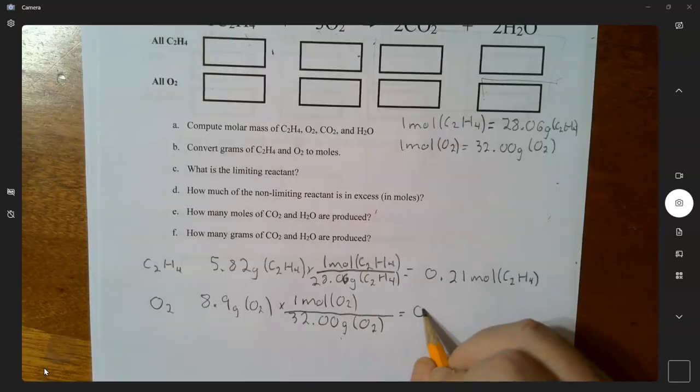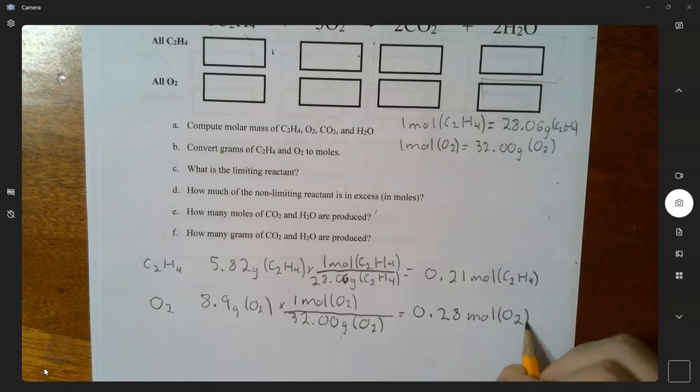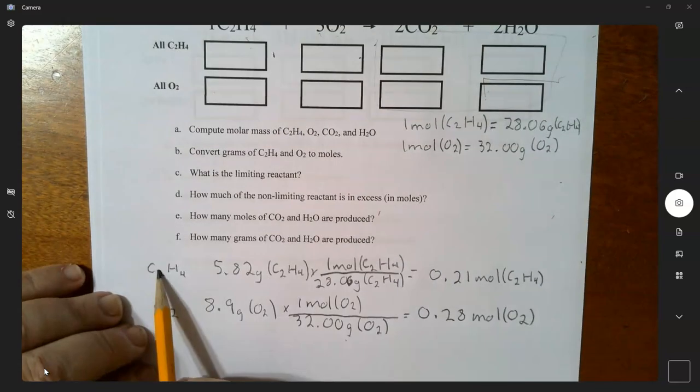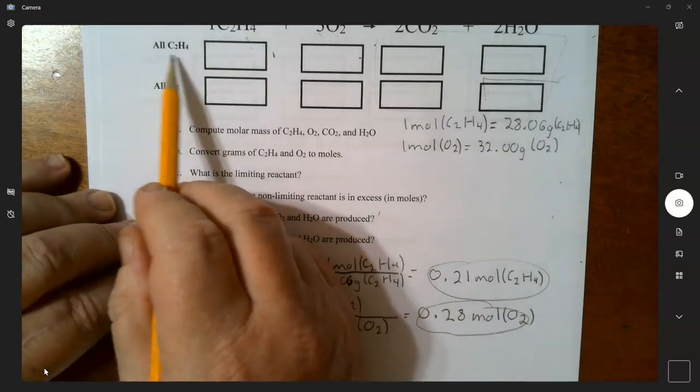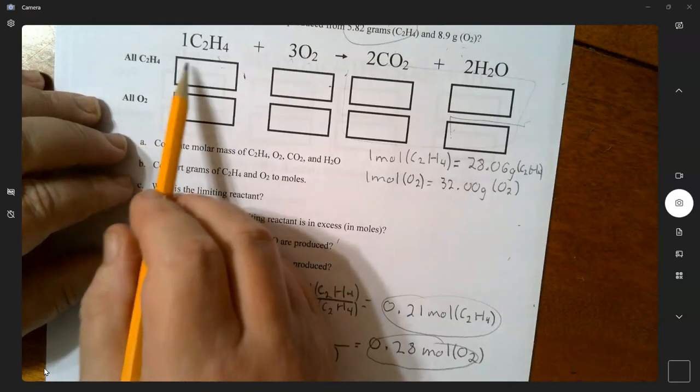Okay, and that gives us 0.28 moles of O2. Okay, and now we're ready to start plugging in the numbers. This is all the C2H4 we have. This is all the O2 we have. So all the C2H4 goes in the all C2H4 row and under C2H4.